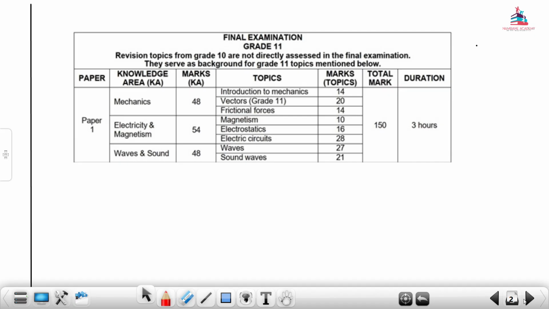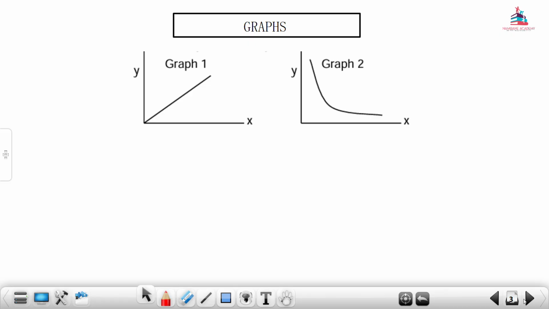Without wasting any time, let's check our scope for this paper. We have paper 1, which consists of mechanics, electricity and magnetism, and waves and sound. Our first topic is introduction to mechanics, whereby we are going to take a look at two different graphs. So what do we need to know about our graphs?